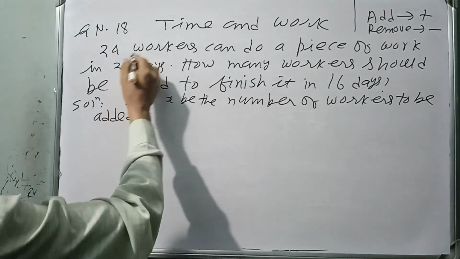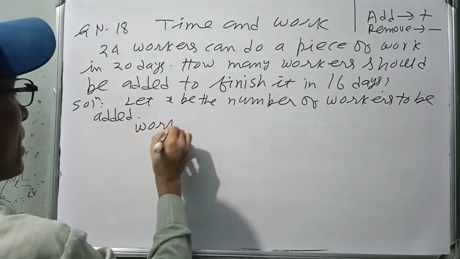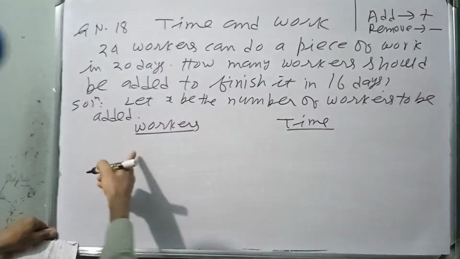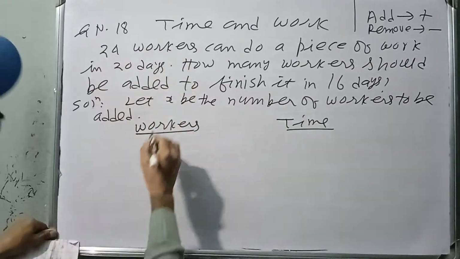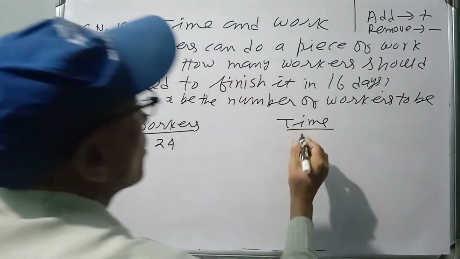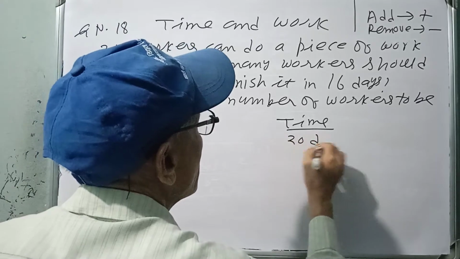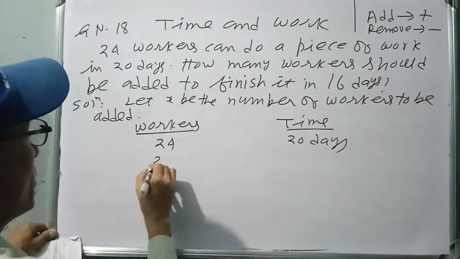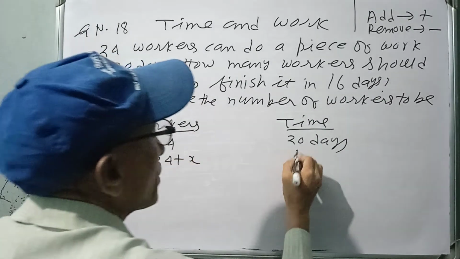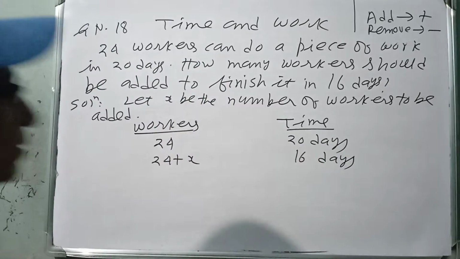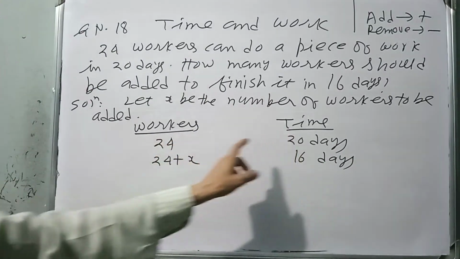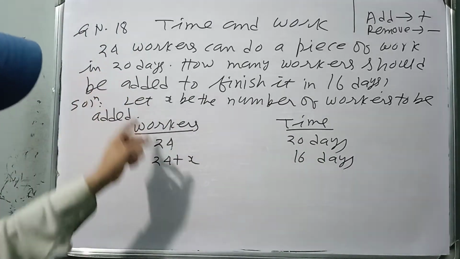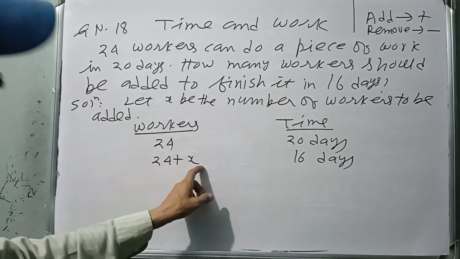Now, workers: how many work? You write workers and you write time. How many workers? 24 workers can finish the work in 20 days. How many workers should be added? X should be added so that it is finished in 16 days. 24 people can do it in 20 days. 24 workers can do in 20 days. X number should be added, becomes 24 plus x.